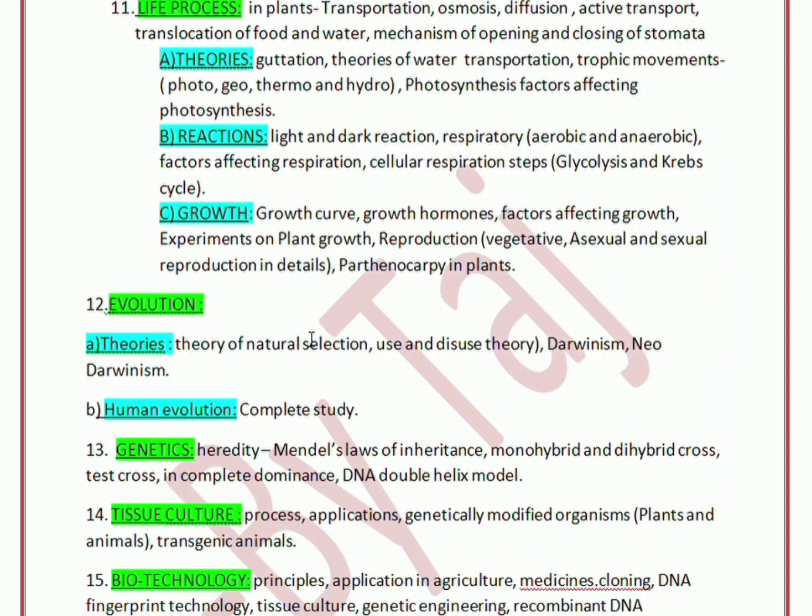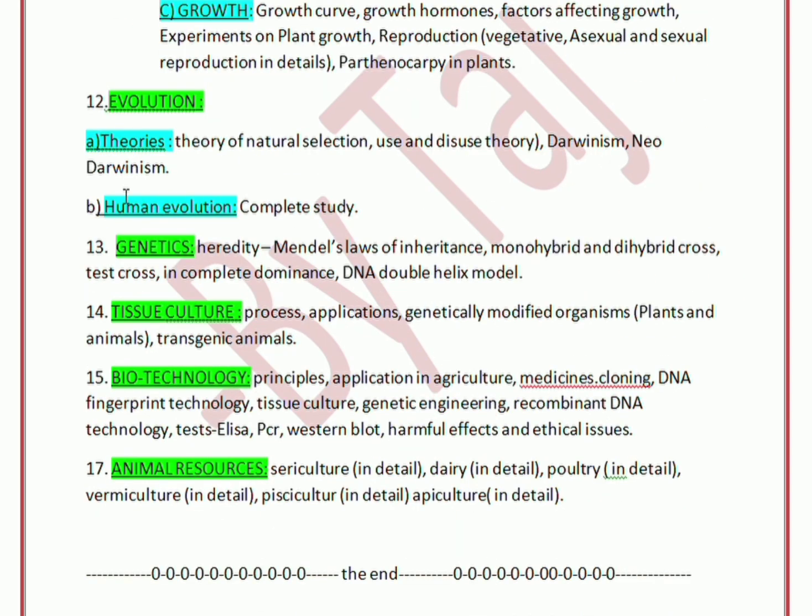This is the 11th chapter. Coming to the next concept, it is about evolution. In that evolution, theories of evolution you have to learn, especially natural selection and use and disuse theory, Darwinism and Neo-Darwinism concepts you have to learn in evolution. Along with human evolution, a complete study you have to do.